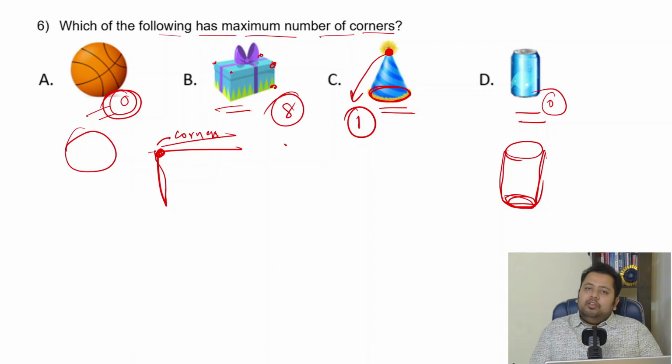So which of the following will have the maximum corners? It is option number B that will have the maximum number of corners. I hope you got this one correct. If you did, give yourself a star. And now we move to question number 7.